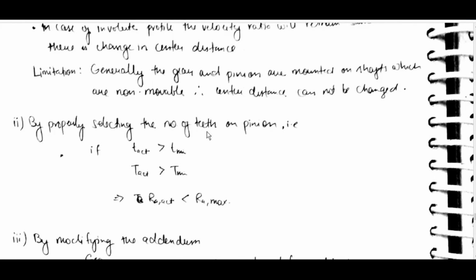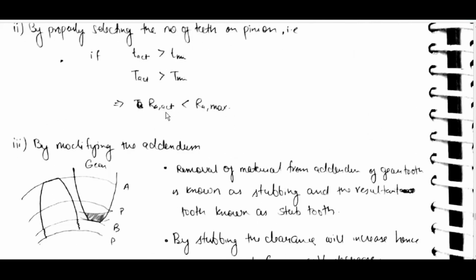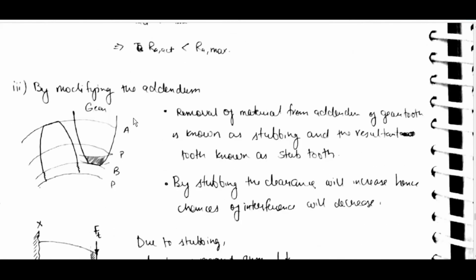By properly selecting the number of teeth on the pinion, that is, if T actual is greater than T min, capital T actual greater than capital T min, then A actual is less than A max. Second case, by modifying the addendum.